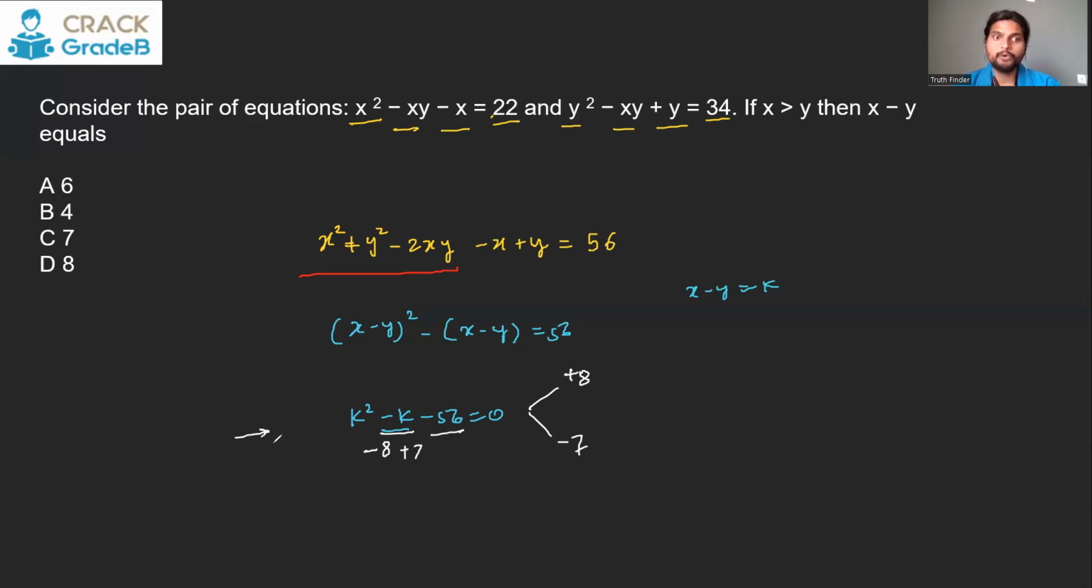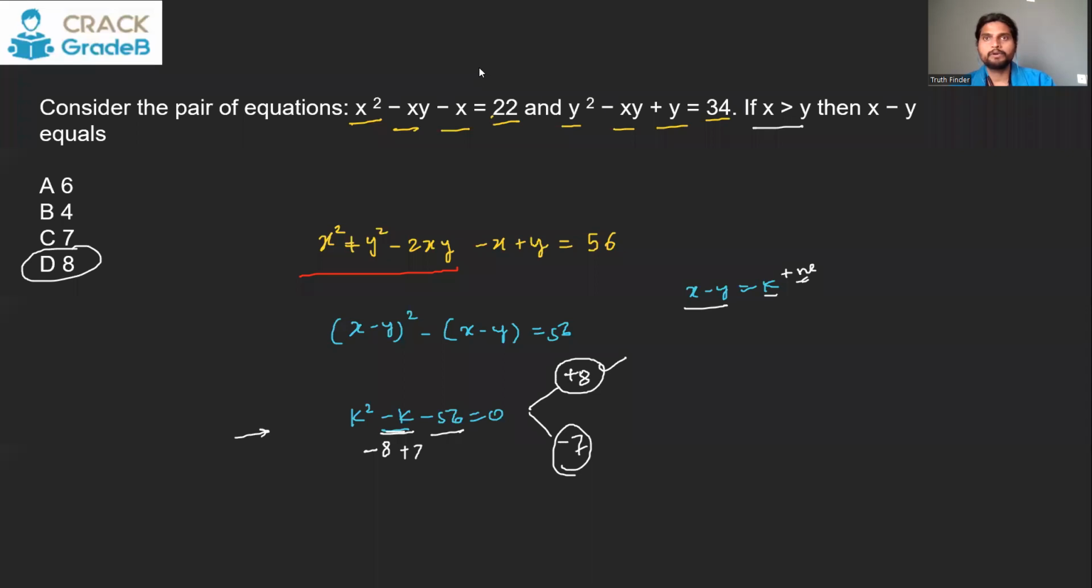In our previous video, we have seen how to calculate the roots quickly, so please refer to that. k cannot be a negative value because it says k is x minus y. And if x is greater than y, that means k has to be the positive one. So the value of k is plus 8. That is, x minus y is plus 8. Easy.